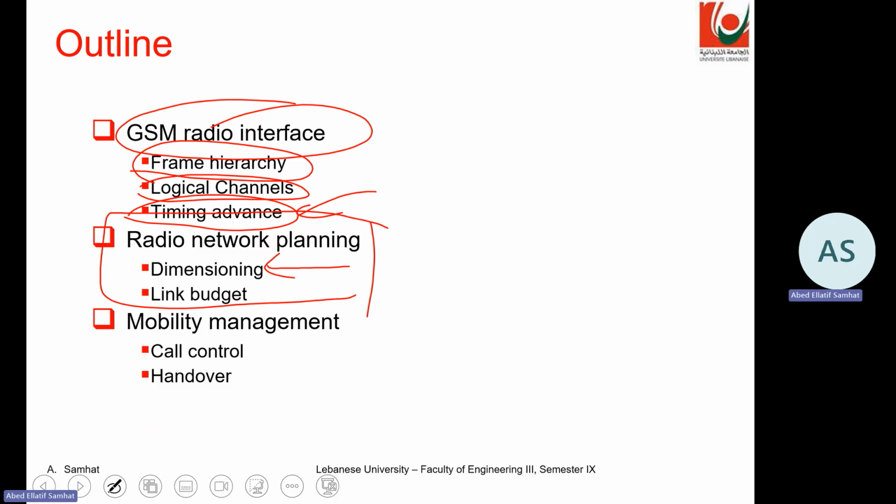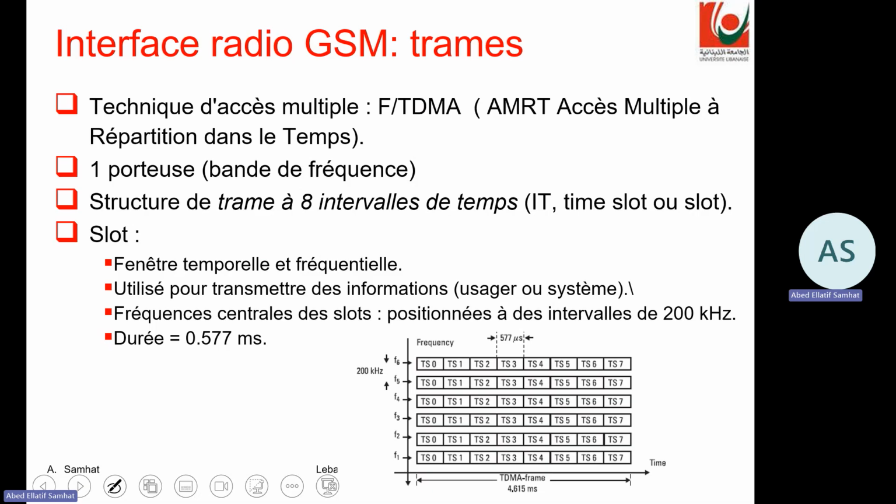After that we will see some radio network planning process, and mainly we will focus on dimensioning. We will do some exercises and see how to achieve the link budget. Finally, we will investigate the different handovers in GSM, in the mobility management context. So let's start with the radio interface.